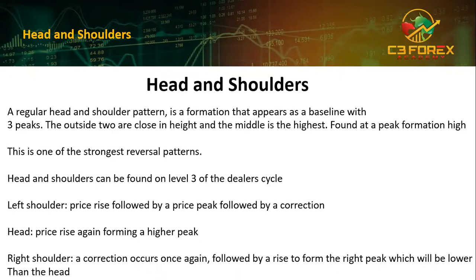So the left shoulder: price is going to rise, and then it's going to correct, forming a peak. The head is going to rise, breaking the high of the left shoulder, then it's going to correct. The right shoulder is going to go up for another retest, but it's not going to break the head, which is the peak, forming the right shoulder. Then it's going to drop. So now you have your left shoulder, your head, which is higher than your left shoulder, and your right shoulder, which is lower than your head, giving you your head and shoulders pattern.